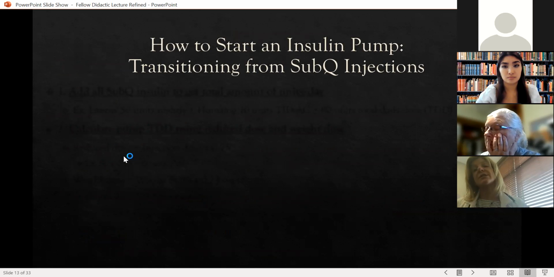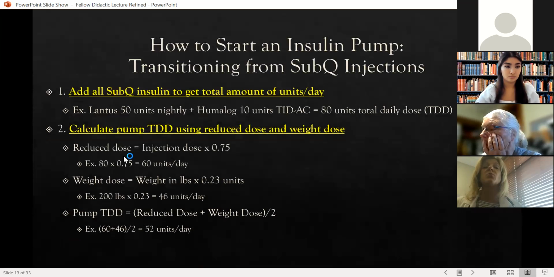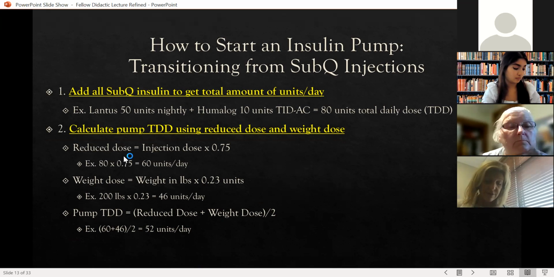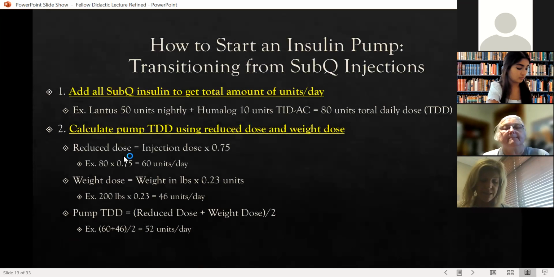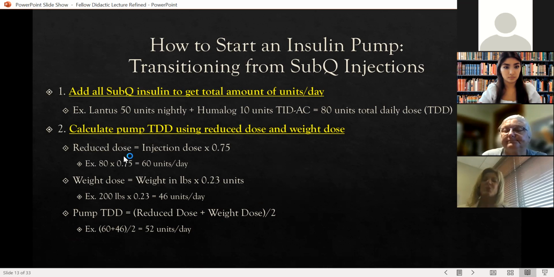How to start and transition. I already kind of told you that subcutaneous insulin requires more compared to insulin pumps. So this is just the calculation. The other thing that's really nice is that when you are transitioning someone from subcutaneous insulins to the pumps, these companies also have worksheets. So all of this is on the worksheet.